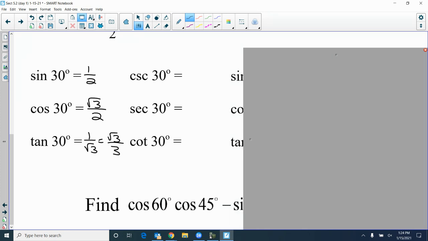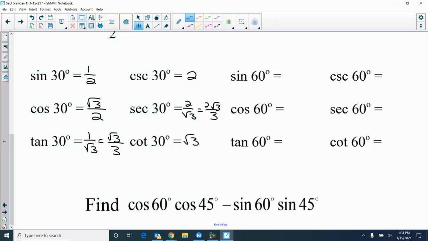Cosecant of 30 is the flip of sine: 2 over 1, which is 2. Secant will be 2 over square root of 3, which becomes 2 square root of 3 over 3. Cotangent will be square root of 3 over 1, which is just square root of 3. All right, now you go ahead and figure out sine through cotangent of 60, and then there's no homework. That's all I need you to do.